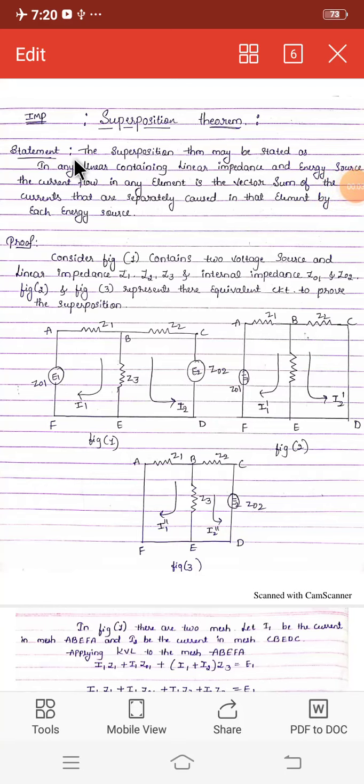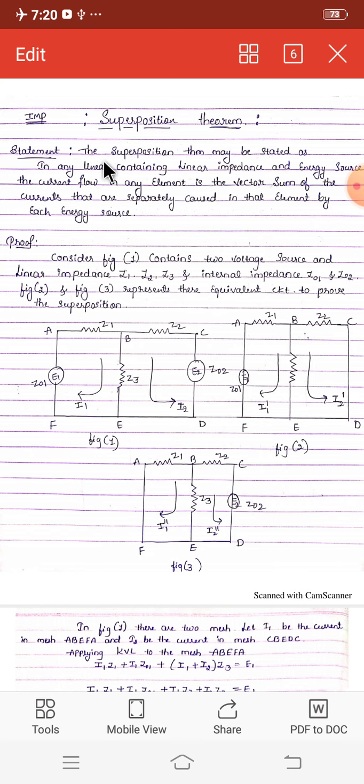Already in previous classes, we discussed Thevenin's theorem and Norton's theorem, and also problems based on both theorems. In this class, I want to discuss the superposition theorem. See, students, this is also an important theorem for your exam purpose. Okay, let us start with the statement. So, what do you mean by the superposition theorem?